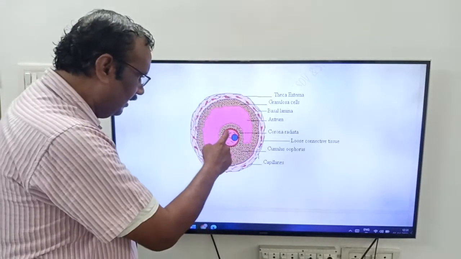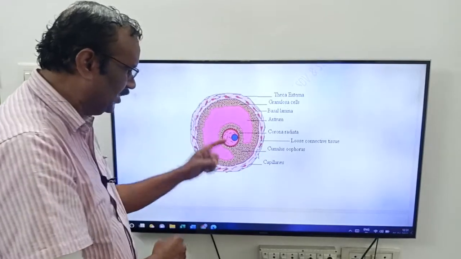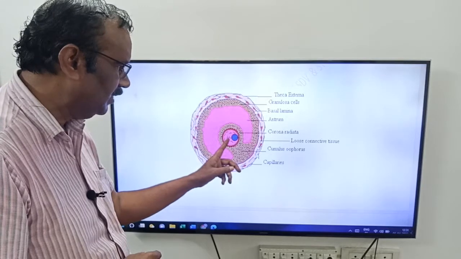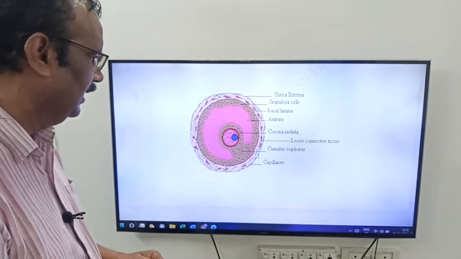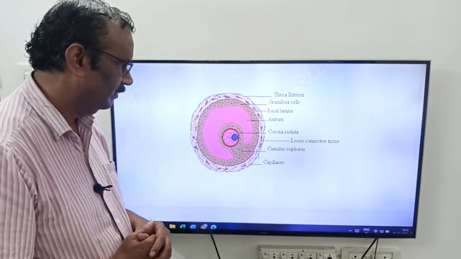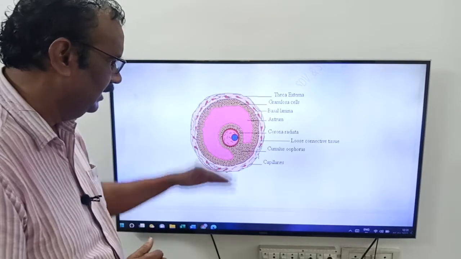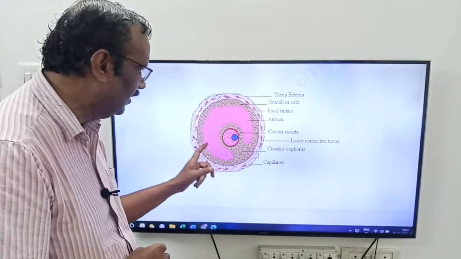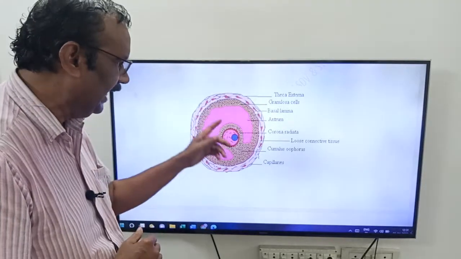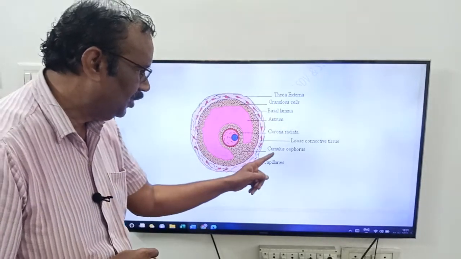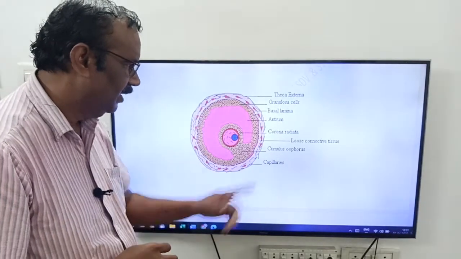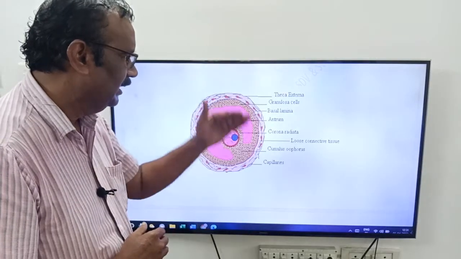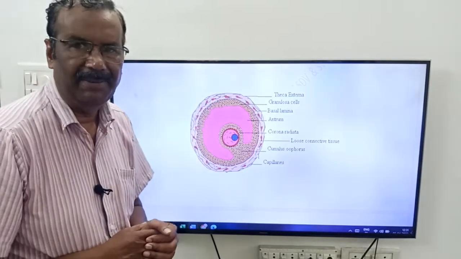See this pinkish one which is present in the middle. This is called as what, friends? Oocyte. This one, friends, oocyte. This oocyte is surrounded by whom, friends? See, corona radiata. The empty place is called the antrum. Next, cumulus oophorus, loose connective tissue, theca externa, granulosa cells, basal lamina.